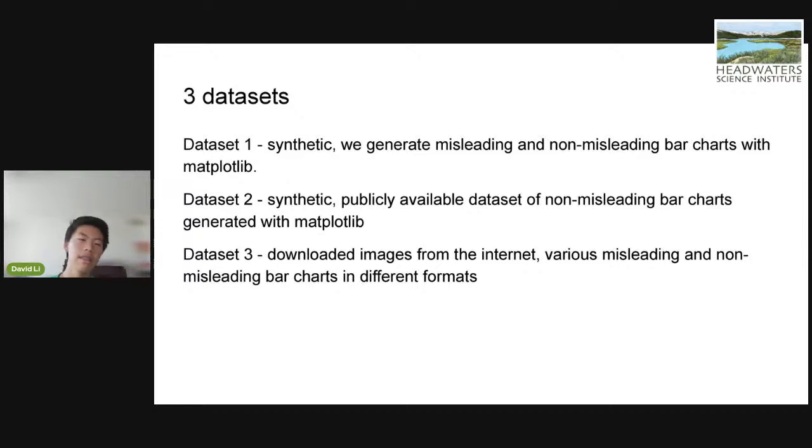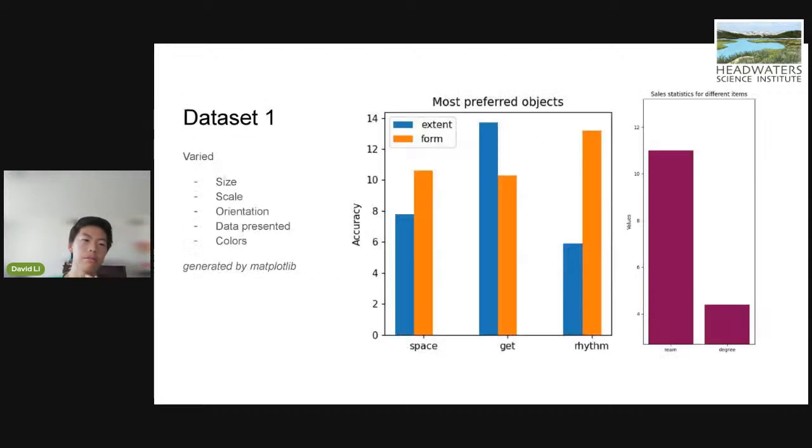Our second data set is composed of non-misleading bar charts that are just downloaded from a publicly available data set. Unfortunately, these bar charts are also generated with matplotlib, but yeah. And the third data set is composed of downloaded images from the internet. These are in various formats and are very different from the ones generated by matplotlib.